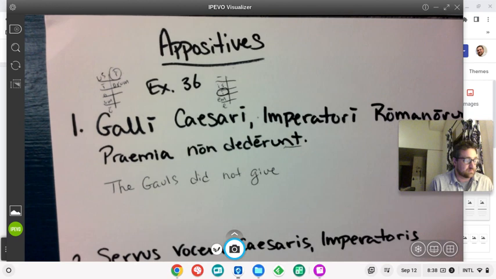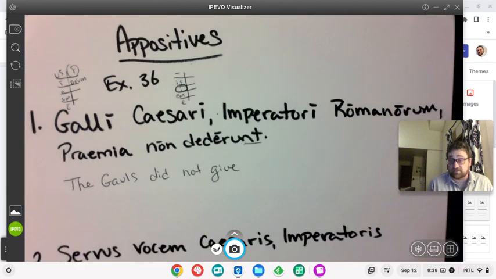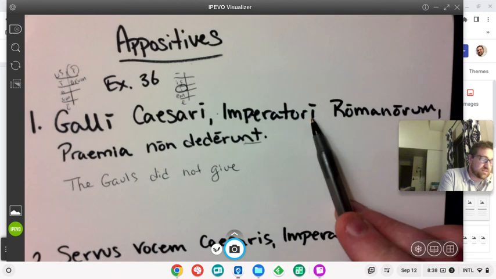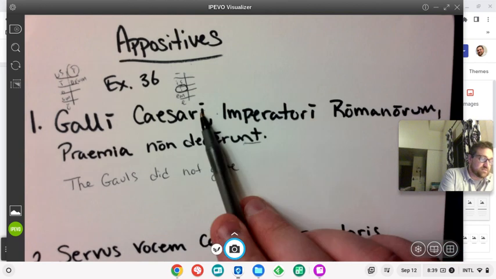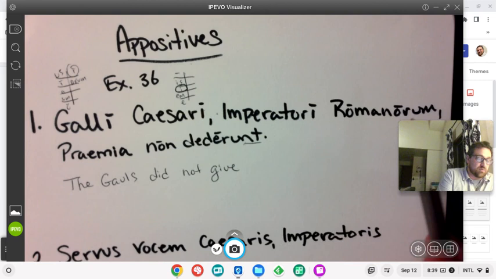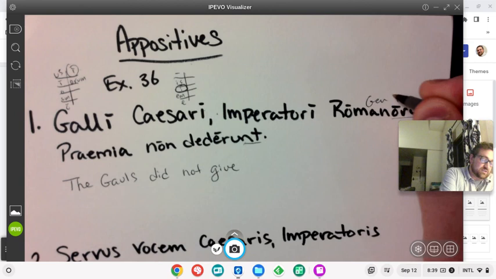And what didn't they give? What did the Gauls not give? In order to find what the Gauls did not give, I need to find the thing that's in the accusative. That's what's going to tell us what the direct object is, the thing that they didn't give. So let's take a look. Is Imperatori in the accusative? No, that's in the dative. Is Caesari in the accusative? That's a third declension word. That's in the dative. Romanorum, this orum looks like a genitive plural. So this means of the Romans.